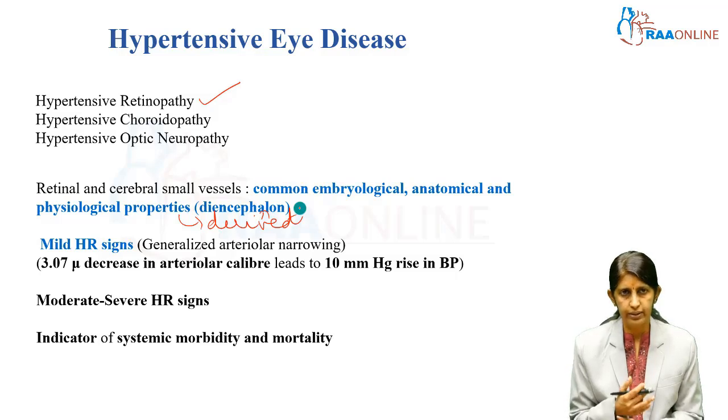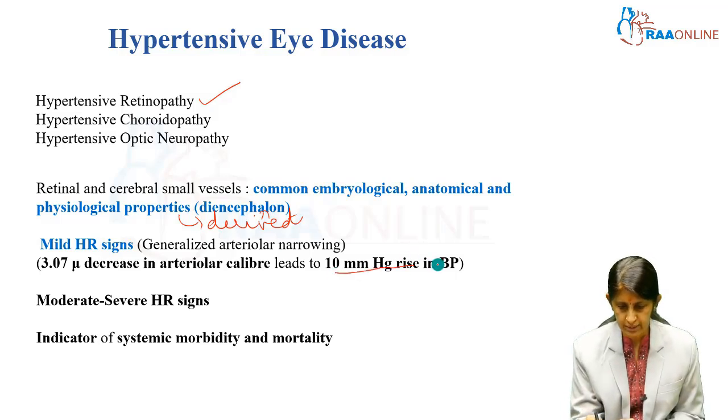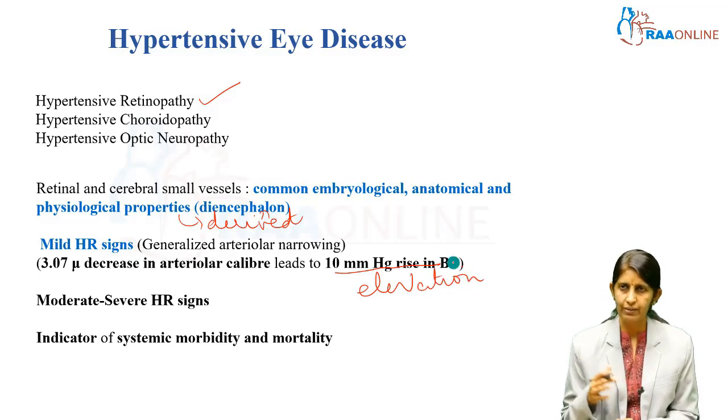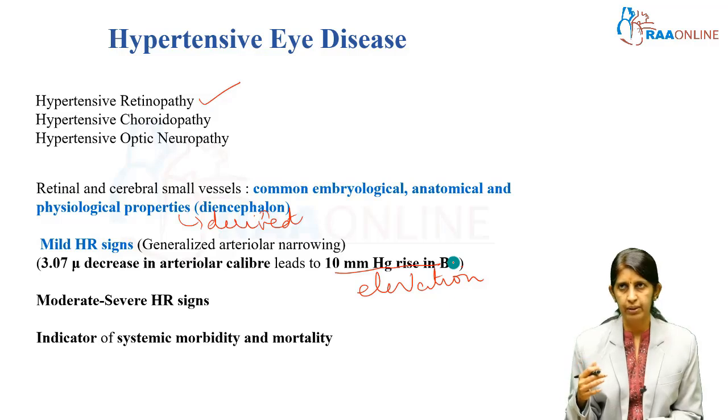In the earlier stages, a mild hypertensive change would be a generalized arteriolar narrowing. A 3.07 decrease in arteriolar caliber can reflect an elevation of 10 millimeters. This 10 millimeter elevation is significant because we classify hypertensive retinopathy into mild, moderate or severe based on the elevation of the pressures. So, any small change in the arteriolar caliber can reflect an increase in blood pressure.